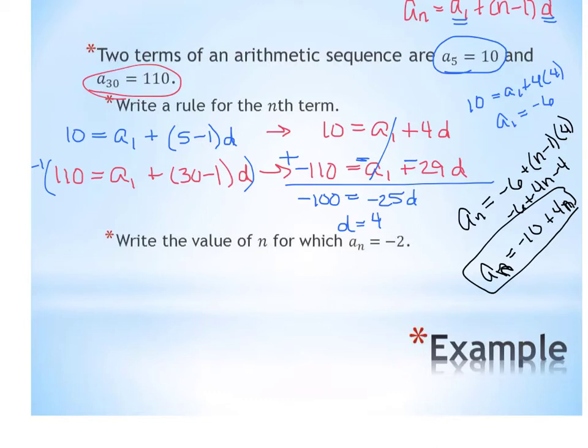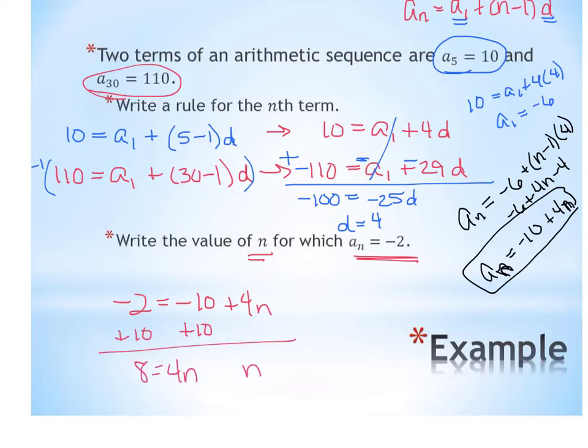So now that I have a rule, can I find n when a sub n is negative 2? Well, that's negative 2 equals negative 10 plus 4n. And yes, I think we can do this. Solve for n. So we get 8 equals 4n, n equals 2. There we go.